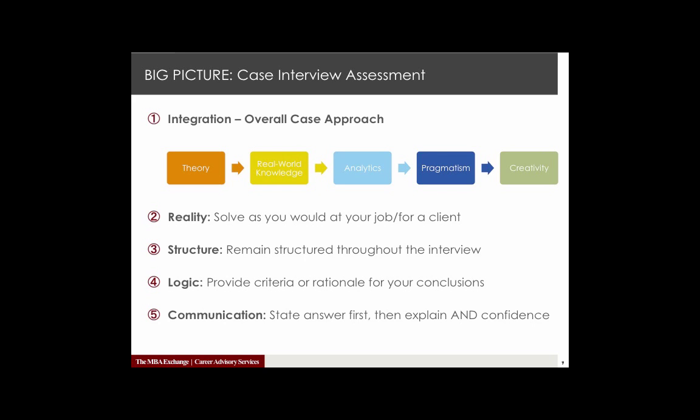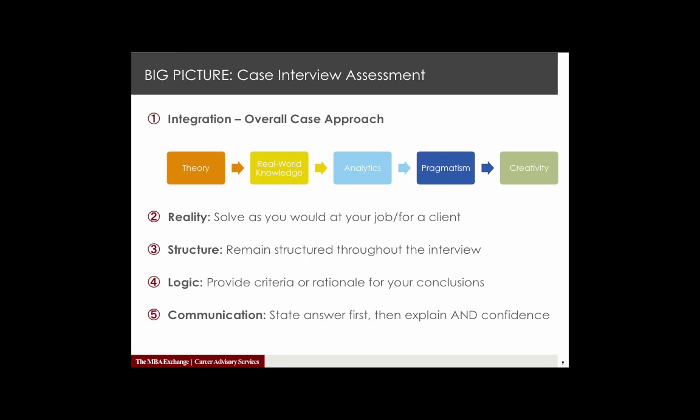The third dimension then is structure. Always remaining structured throughout the entire interview. Going back to your original structure, that's tremendously important. And then just continuing to have a logical path for solving the case.